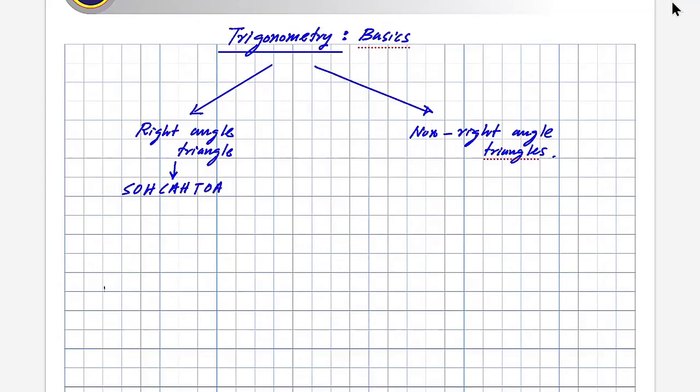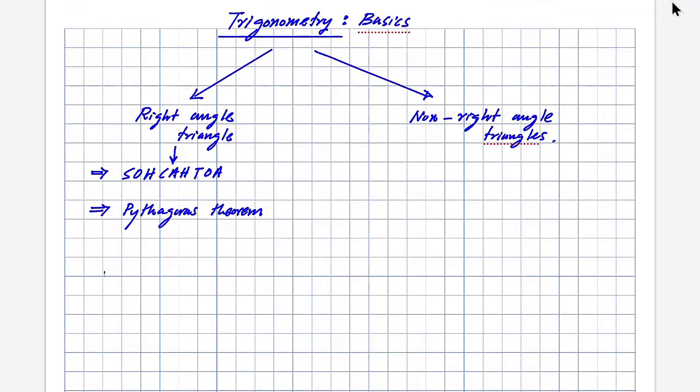SOHCAHTOA concept, you know. What else do you know related to right angle triangle? Related to right angle triangle, you should know Pythagoras theorem. You know Pythagoras theorem, right? So those are the two things you know about right angle triangles.